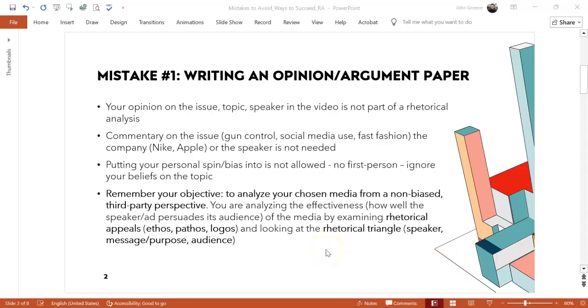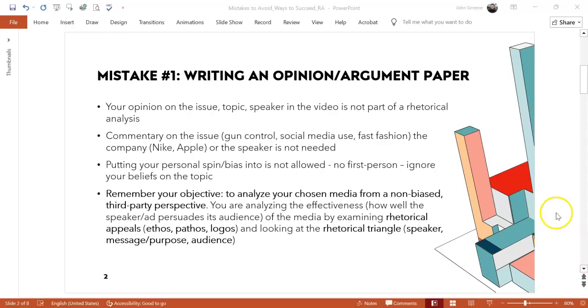You're not writing in first person at all. I will repeat that. No first person. That's not allowed. That's in the guidelines. But you really want to ignore your beliefs on this topic or the speaker or the company. Your objective is very clear. You're analyzing your chosen media from a non-biased third-party perspective. Third party just means you're taking an analytical view of this and not letting your personal feelings or beliefs get in the way. Okay? So remember, you want to analyze through rhetorical appeals, ethos, pathos, logos, and then also you want to look at the rhetorical triangle as well.